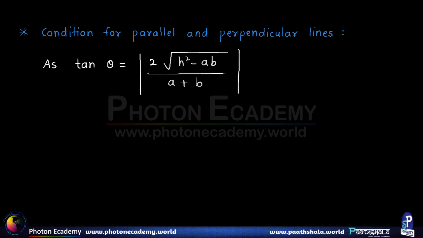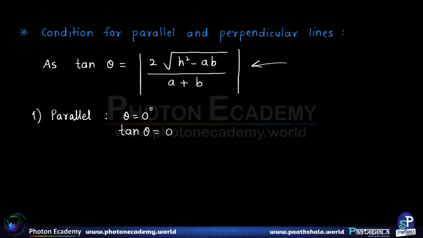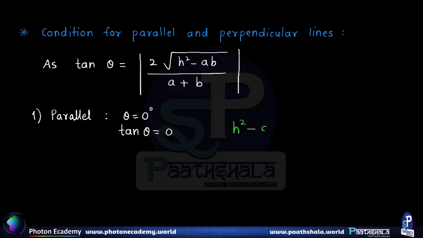Now if you consider the first case, that is suppose we want to check for the case of parallel lines, then parallel lines means the angle between them must be 0 degrees. So that means we must have tan theta equal to 0. So that means if this whole quantity is supposed to be equal to 0, then the numerator has to be 0. That means the square root of h square minus ab must be 0, and hence h square minus ab itself should be equal to 0. So therefore this is where we get the condition that h square minus ab should be equal to 0 for a pair of parallel lines.